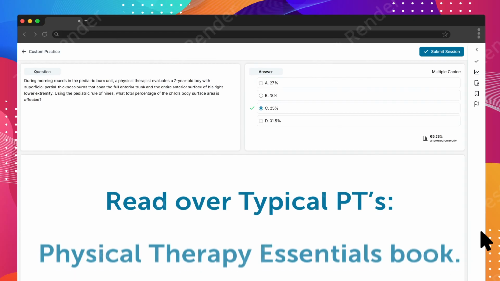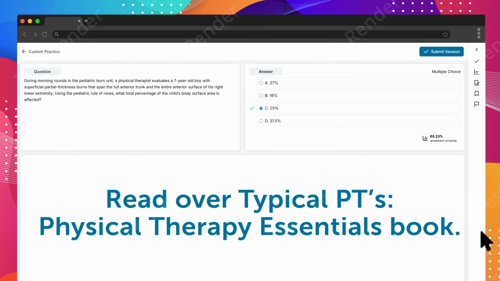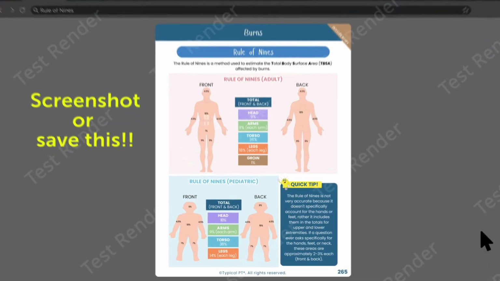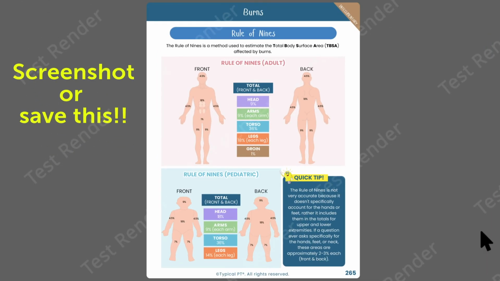Prior to doing any practice test or reviewing, I like to always read over Typical PT's Physical Therapy Essentials book. It's fantastic. And I say that being one of the main authors of the book. So here's the page in the textbook, and this is a page that I would like you to screenshot or save somewhere. It's going to be super helpful because the NPTE loves to test you on the rule of nines. So let's go over a couple examples really quickly too.